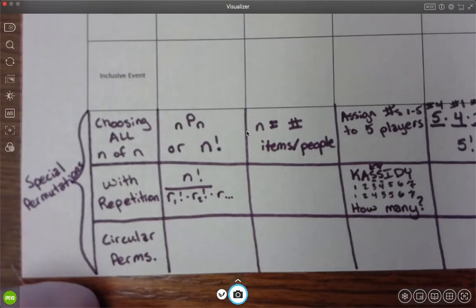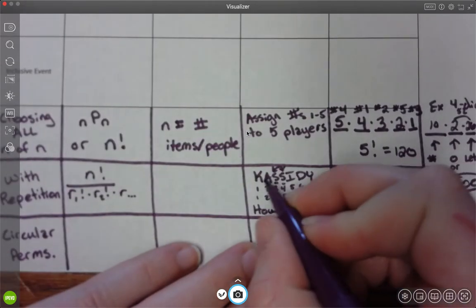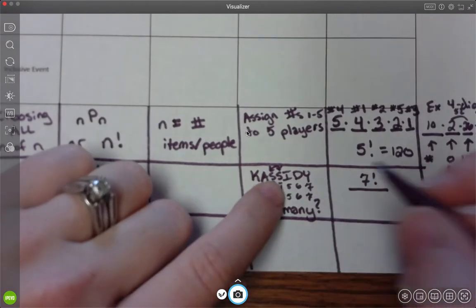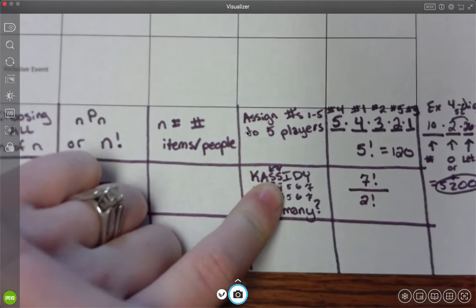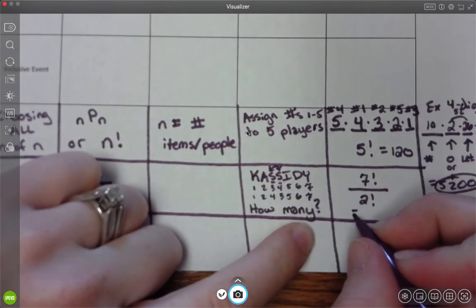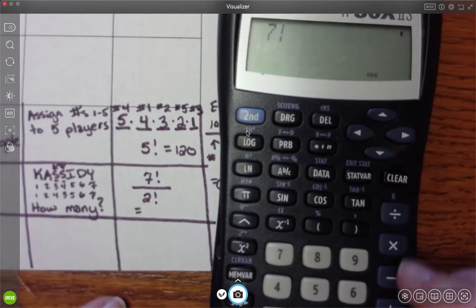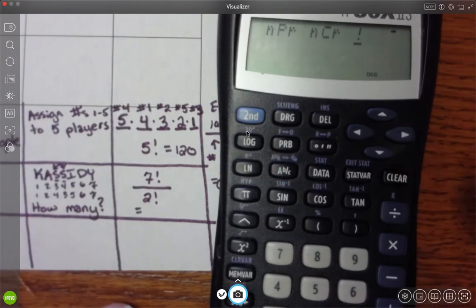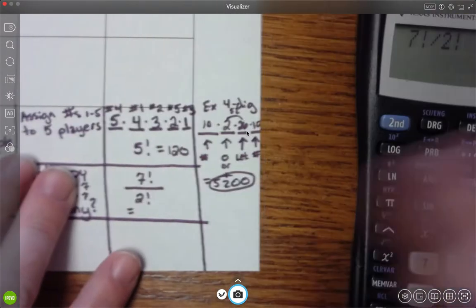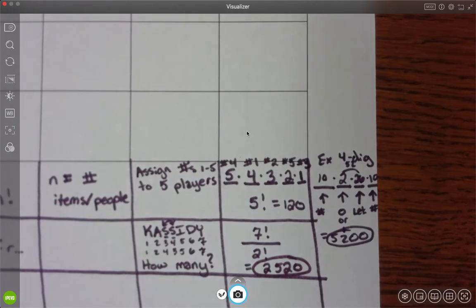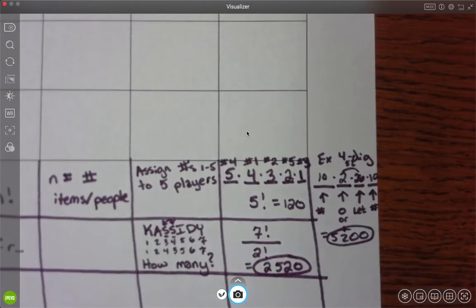on the bottom here. Okay, so in this case, Cassidy has 7 letters, so we would do 7 factorial divided by, she has 1 letter that repeats, but it repeats twice. So we would divide that by 2 factorial, okay? And we will get an answer. 7 factorial divided by 2 factorial, and we get 2520. So there are 2,520 ways of arranging the letters of Cassidy's name. Now, none of them will really make sense, except the word Cassidy itself, but there are 2,520 ways to arrange the letters of her name.